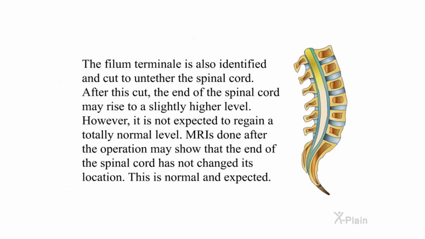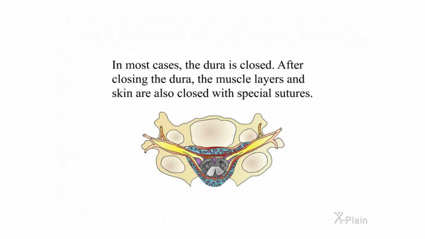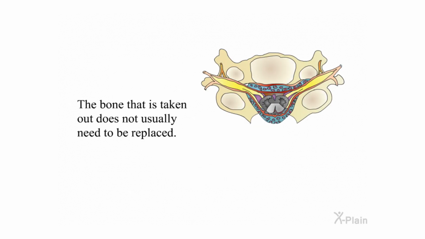MRIs done after the operation may show that the end of the spinal cord has not changed its location. This is normal and expected. In most cases, the dura is closed. After closing the dura, the muscle layers and skin are also closed with special sutures. The bone that is taken out does not usually need to be replaced.